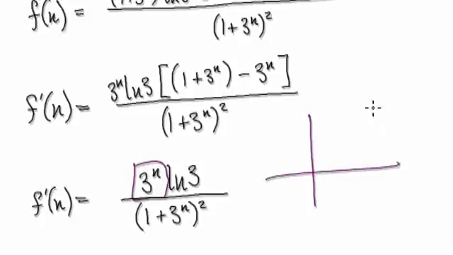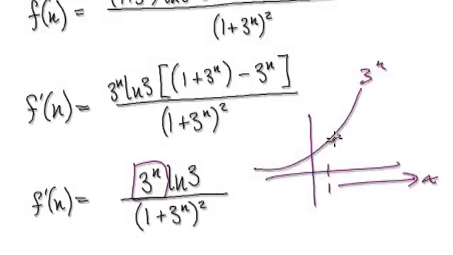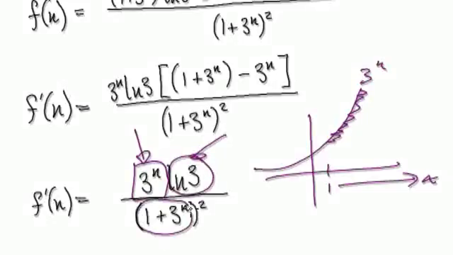Now 3 to the power of n. So 3 to the power of n looks like this. Well, from 1 all the way to infinity, it's always going to be positive. So this thing's going to be positive. This thing's going to be positive. And then if you look at this thing here, this thing is going to be positive. When you square it, it's going to be positive.